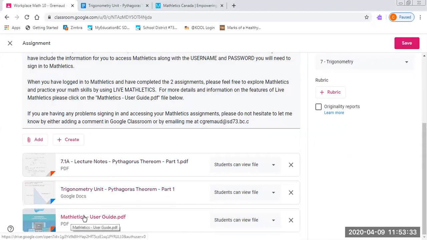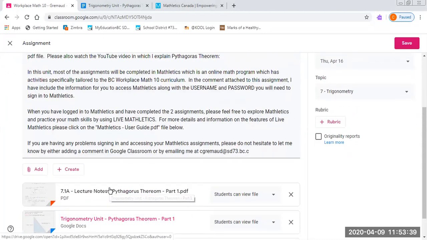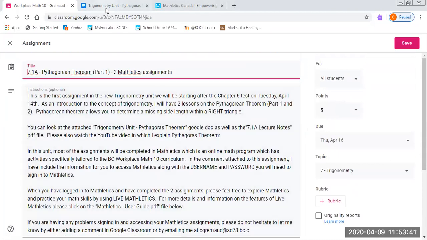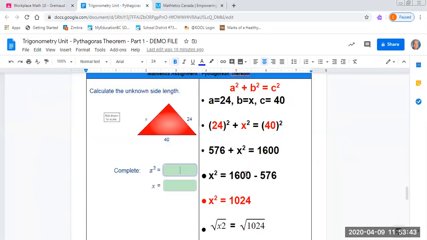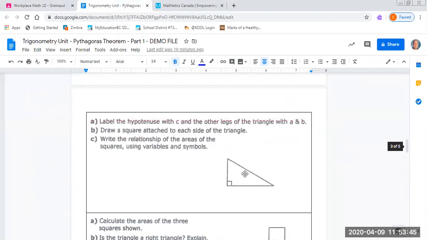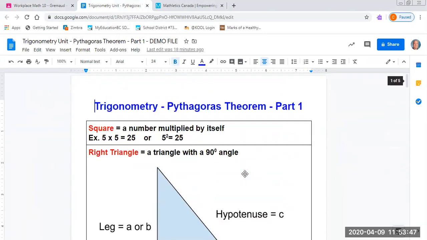And when we talk about Mathletics, there is a user guide here that you can get some more information on how to use that particular program. Getting right into it, I just want to look at trigonometry here. If we scroll up to the very top and look at this document, when we talk about trigonometry, we're talking specifically about two key concepts.